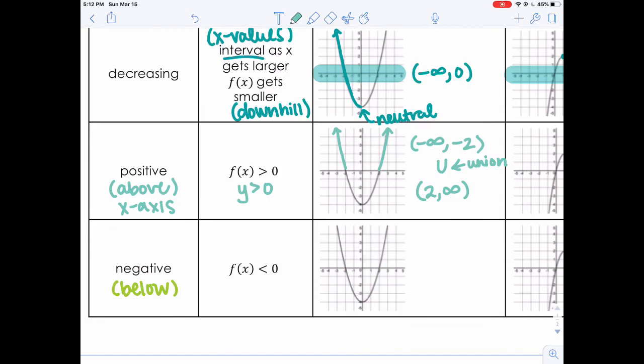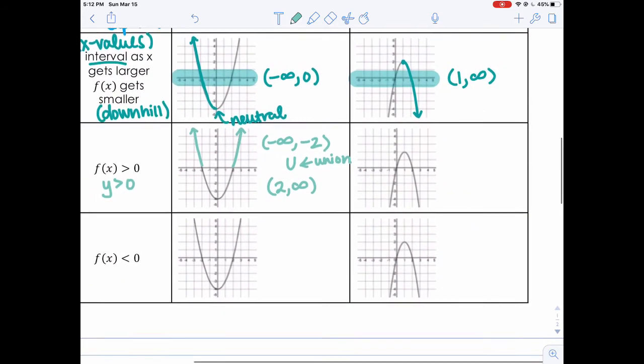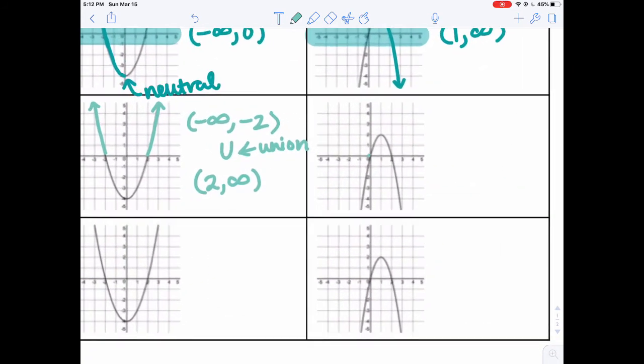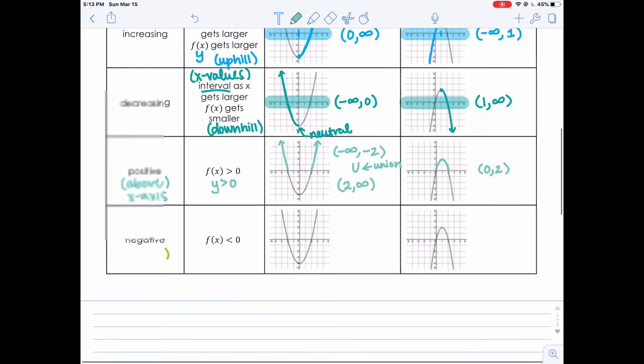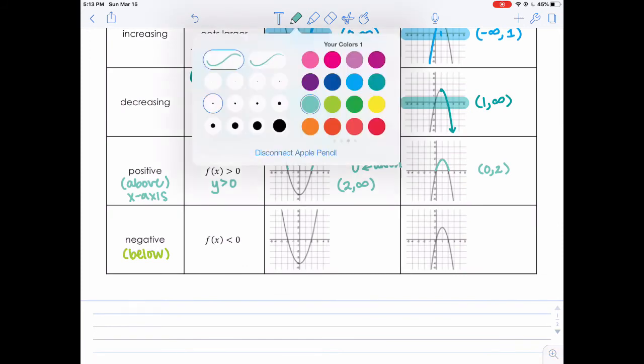Okay, let's try the second one. Notice on the second one, there's only one portion that's above the x-axis or positive. So this one is only going to have one interval, and that interval goes from 0 to 2. Okay, we're not looking for where it switches or has a vertex. What we want to look for is the single interval where it is above the x-axis. So this just has the 1. It's tempting to combine the positive negative with the increasing decreasing, but we're only looking above and below for these.